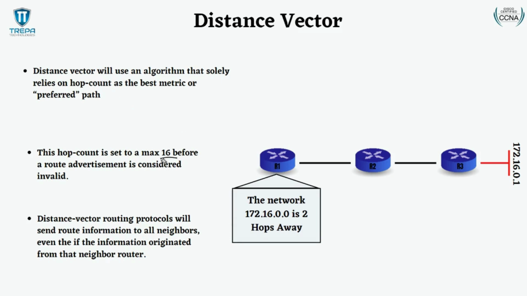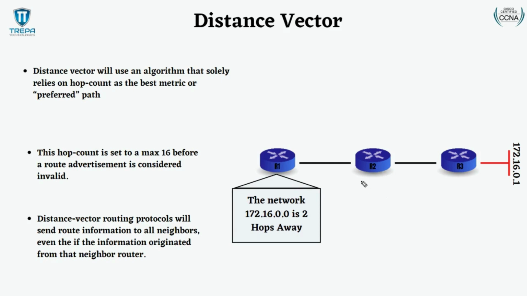That's going to be a max of 16. We call that an infinite route. Okay. So distance vector routing protocols will send information to all neighbors, even if the information originated from that neighbor router. So what's the problem with that, right?